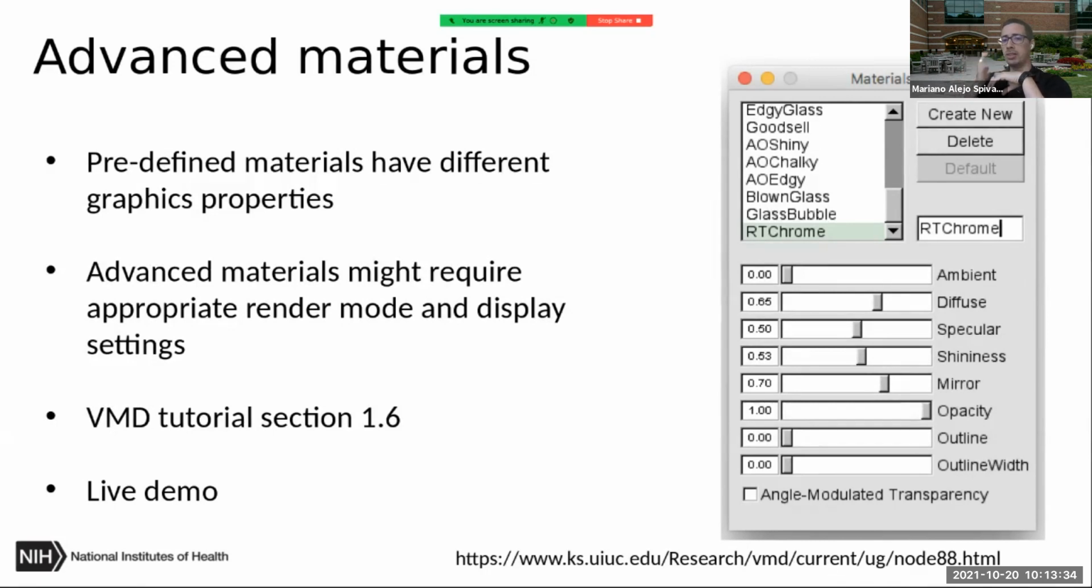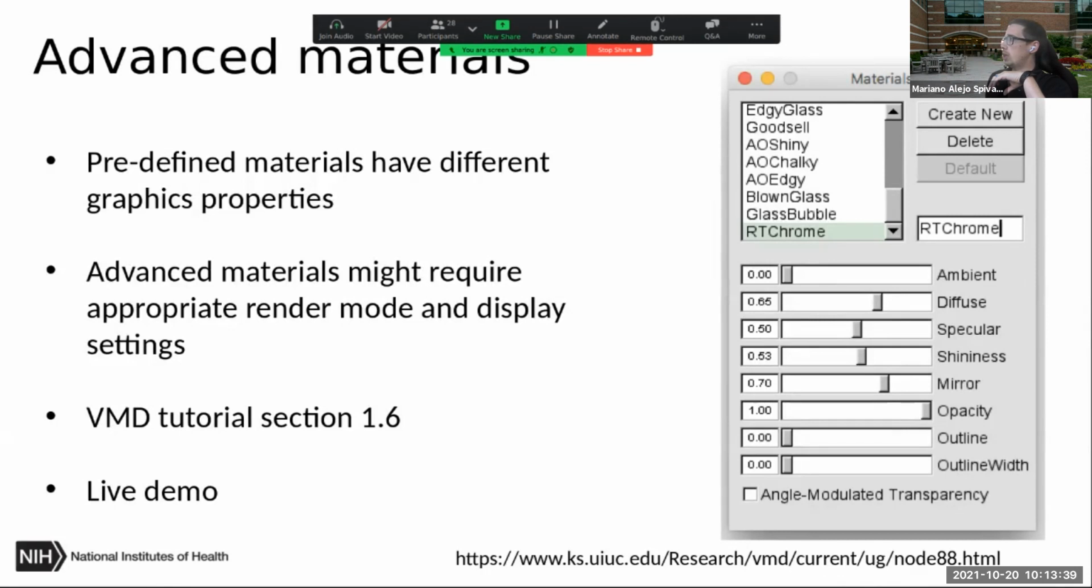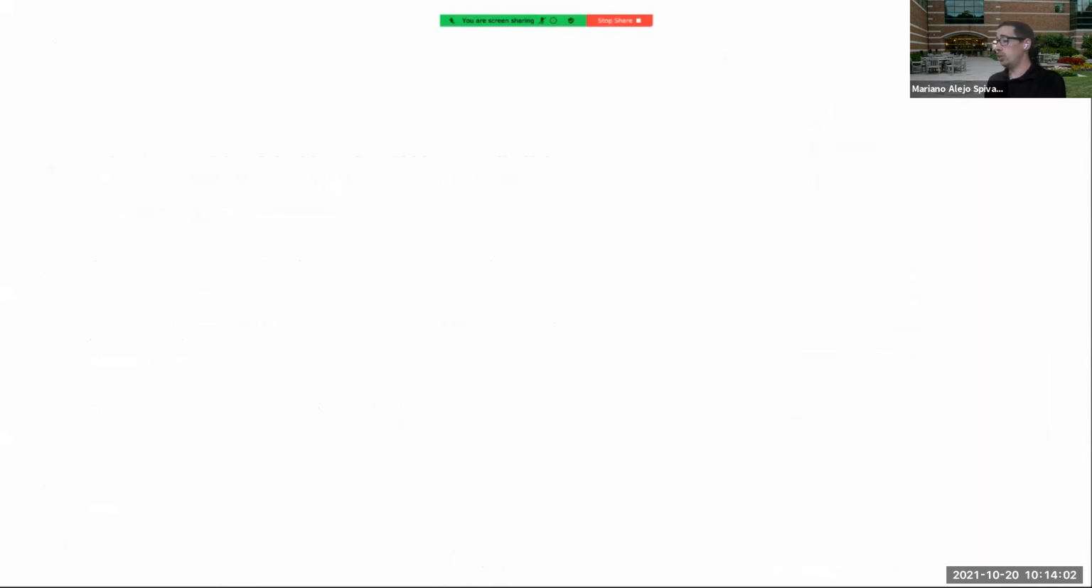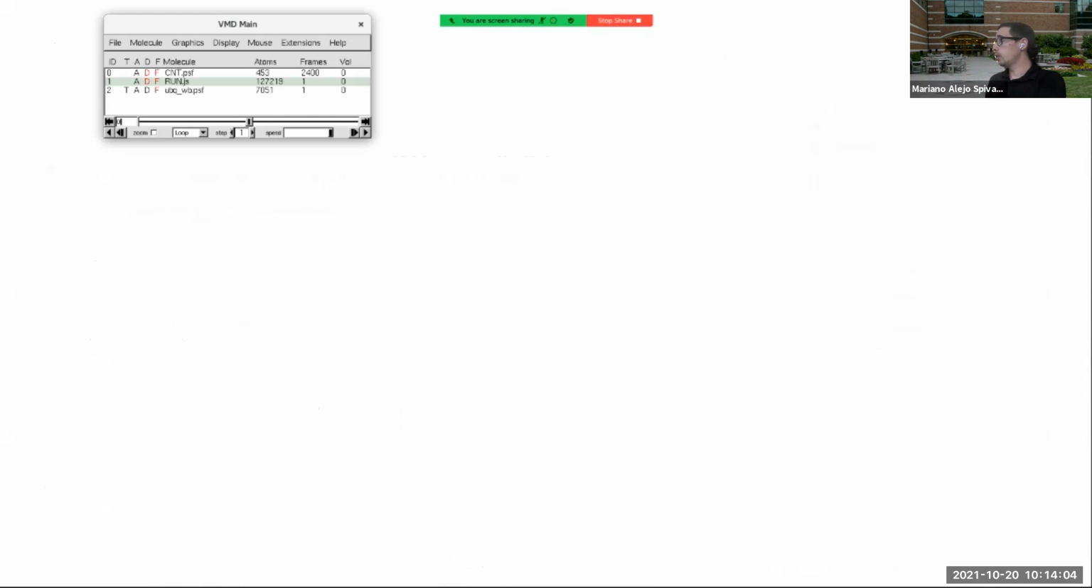One example is all these AO materials, the ones that start with AO, which refers to ambient occlusion. Ambient occlusion is one of the ray tracing display options. So if you don't use that ambient occlusion option, these AO materials are not gonna look that good. So I'm gonna show you what I mean by that. That being said, I'm gonna go over a live demo where I have a few examples, and let's see if this works. So I'm gonna load VMD.